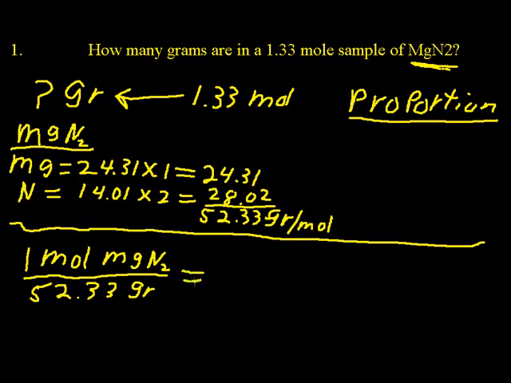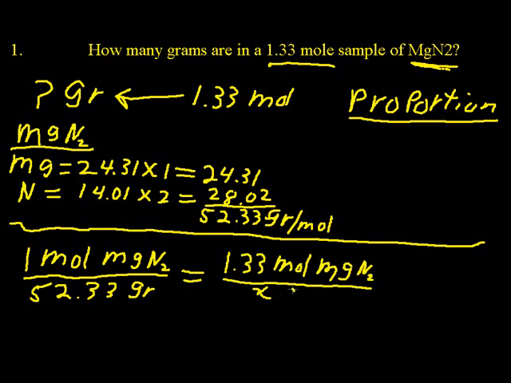Now the issue is, I don't have 1 mole. The problem says I have 1.33 moles. So if I have 1.33 moles of MgN2, the question asks, how many grams is that? So that's now a proportion. Notice right here, this is called the unit ratio. It's the ratio between 1 mole of the substance, and in this case, the weight in grams that it would weigh. I now set up a proportion because I don't have 1 mole, I have 1.33.